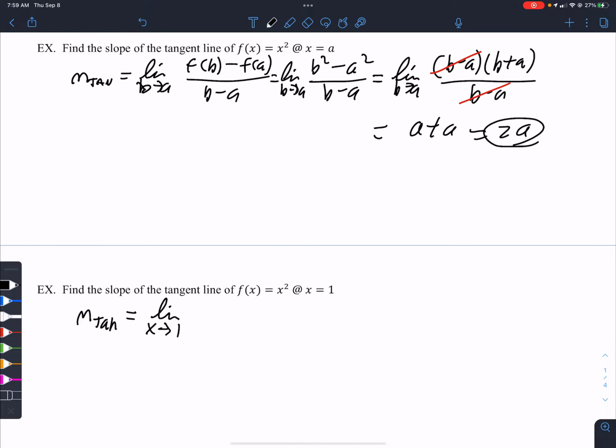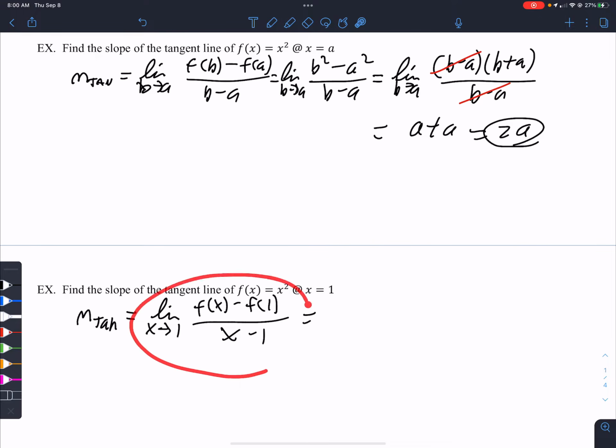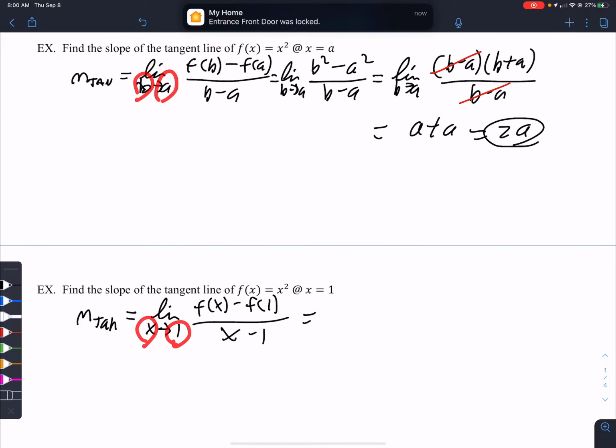As x approaches 1, again, you could have b and 1. Normally it was b and a, but just to get you comfortable with different variables, we're going to use x and 1. So in this case, the slope between those 2 points is going to be f of x minus f of 1 over x minus 1. So in essence, this is exactly the same as that. The only difference, we're going to use x and 1 instead of b and a. But everything else is the same.